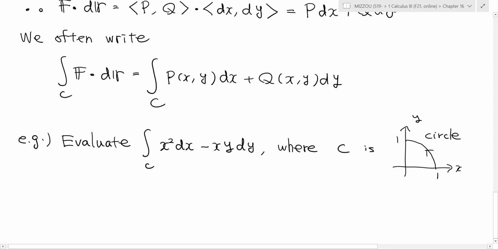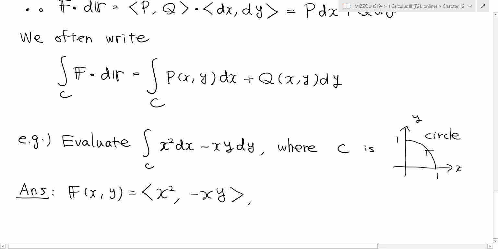And how should we do this? Here's the answer. So first you have to figure out the vector field you want to integrate, big F of x, y. In this case, the x and y components appear in front of dx and dy respectively. So that means in this case, the x component is just whatever you see in front of dx, that's x squared. And the y component is whatever you see in front of dy, that's negative xy.